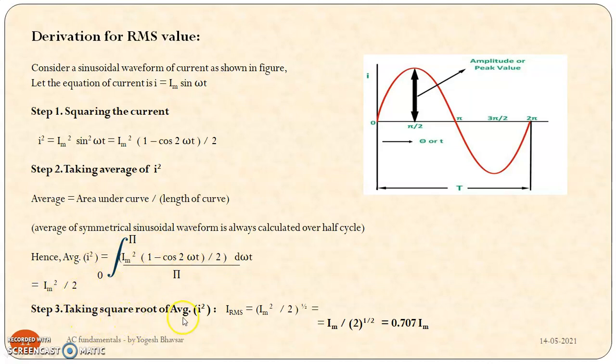Now, taking the square root of it, since the square root of i square average is IRMS, we get Im by 2 raised to half, that is Im by root 2. When we calculate 1 by root 2, we get 0.707 times the maximum value. So this is the required expression for the RMS value. Very simple expression, hope you understood it.